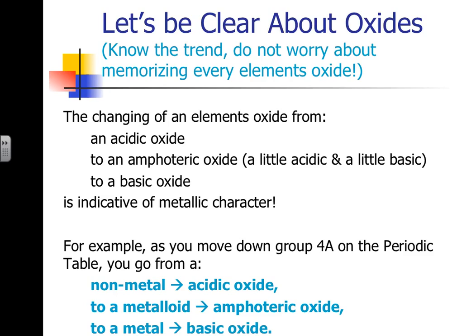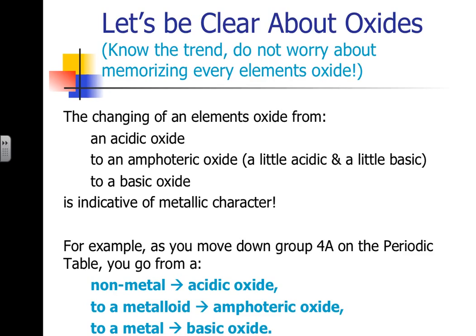So, for example, if you look at group 4A, which has carbon at the top and lead at the bottom, as you go down the elements, you have a nonmetal, carbon. You have a metalloid, silicon. You have another metalloid, germanium. And then you have two metals, tin and lead. So at the top, your carbon is going to be an acidic oxide, and then your metalloids, silicon and germanium, would be amphoteric oxides, and then you end up with basic oxides at the bottom.